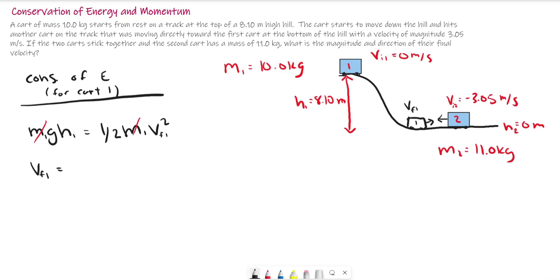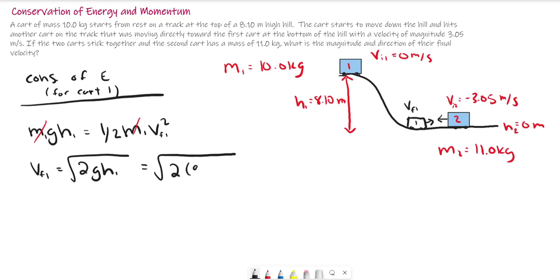So we're going to multiply through by 2 to get rid of the 1/2 on the right. And we are going to take the square root of both sides since we have velocity squared. So that's going to end up giving us the square root of 2gh1. So this is how we can get our final velocity for cart 1 at the bottom of the hill. And just plug in these values.